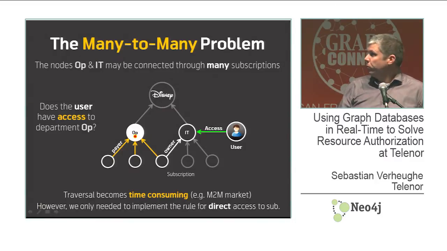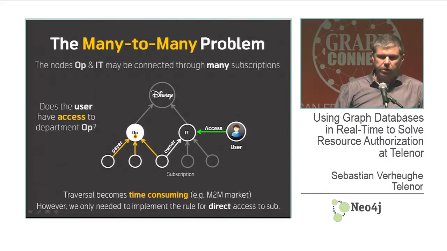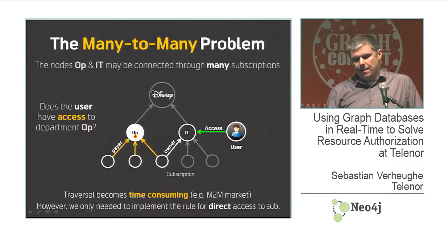So in order to do this, you might get unlucky. Your traversal actually needs to go down to all the subscriptions to find maybe that one subscription that has an owner relationship pointing to the IT department, which is connected to the user. So worst case, this will be very time consuming, and this applies really to the end-to-end market.